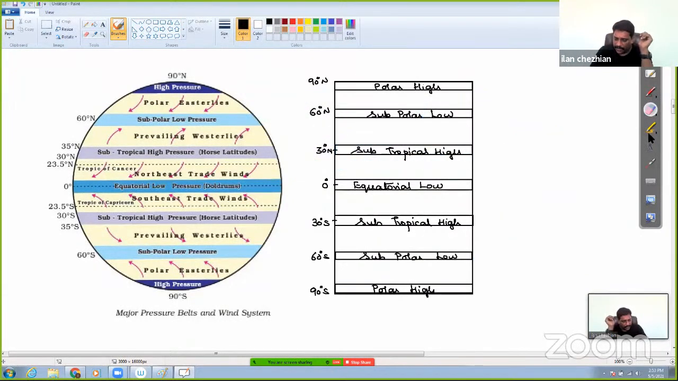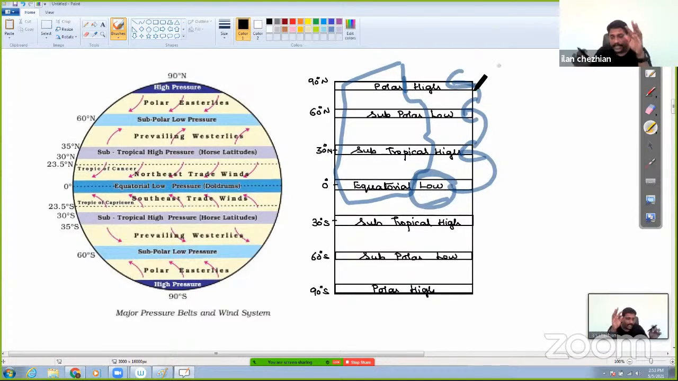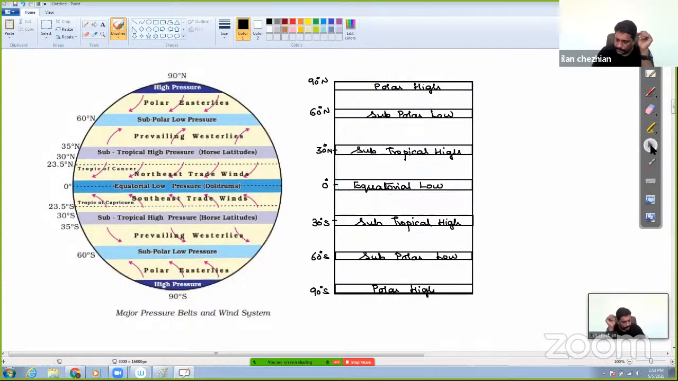Right, my friends. So how to remember the names I have told you, and how to remember the pressure systems I have told you. Every pressure system is an alternate sequence of high and low. So: equatorial low, subtropical high, subpolar low, and polar high. These are the pressure systems that you have.